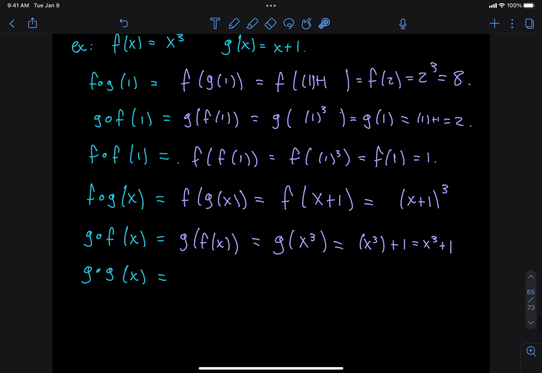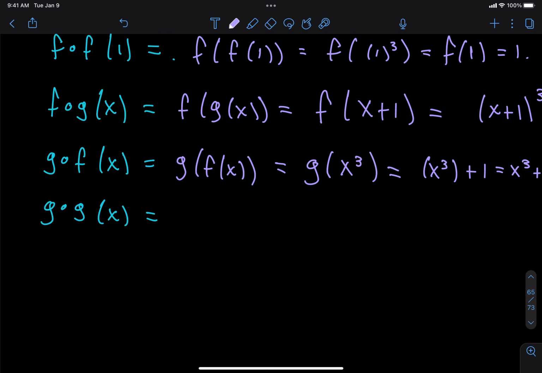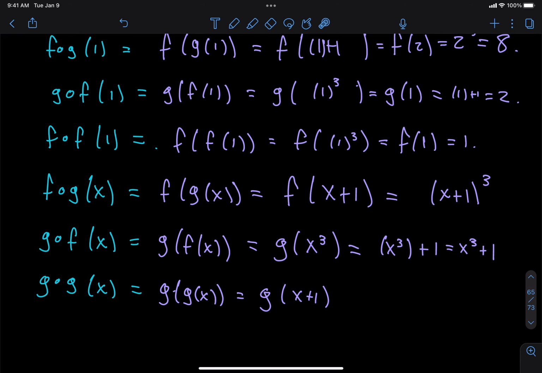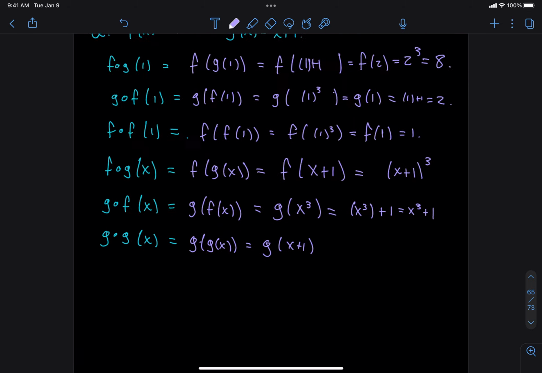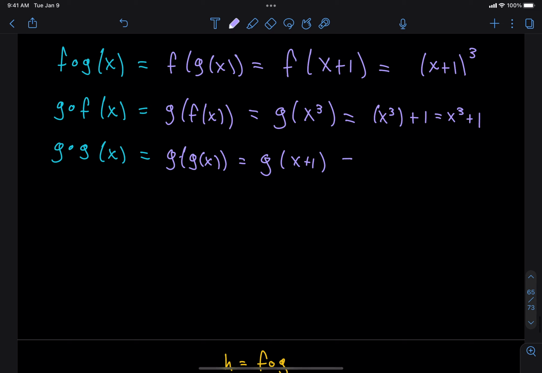Okay, so like we said, we can also plug a function into itself. So g of g of x would be g of x plus 1, since I know that g of x is x plus 1. And now what am I going to do? I'm going to take x plus 1, and I'm going to plug it in for x right here, using parentheses. So what does that look like? It just looks like x plus 1, that's my x, and then plus 1. So if I simplified that, I would get x plus 2.